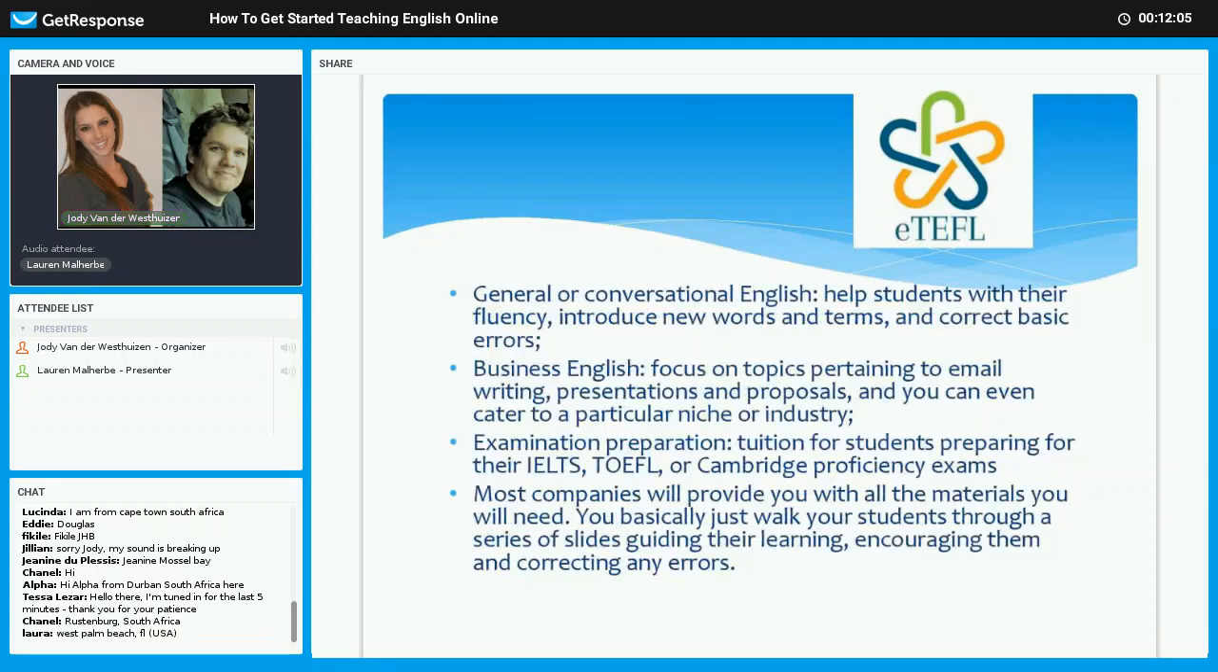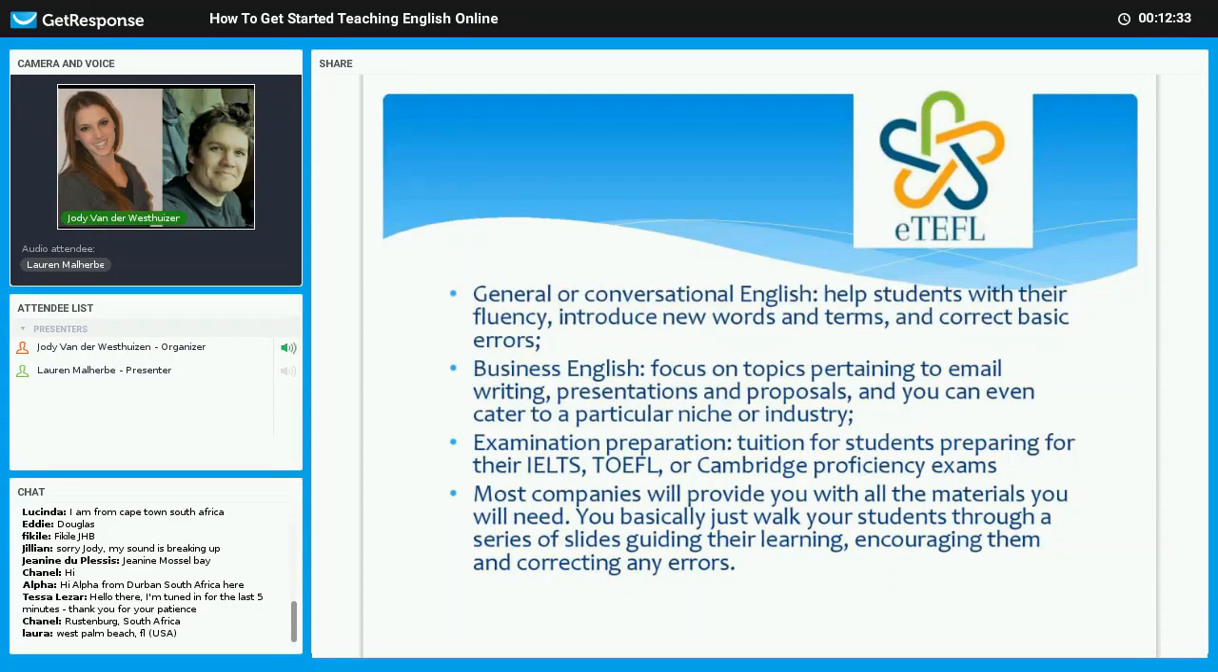Okay. So types of classes that you can have. General or conversational English, that's when you just help students with their fluency, introduce new words and terms, correct basic errors. Business English, you can focus on topics pertaining to email writing, presentations, proposals, and you can even cater to a particular niche or industry. This is something I would recommend that you do eventually. You start specializing in something, and that's where you can gain a higher hourly wage at least.